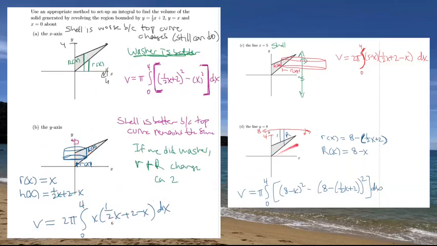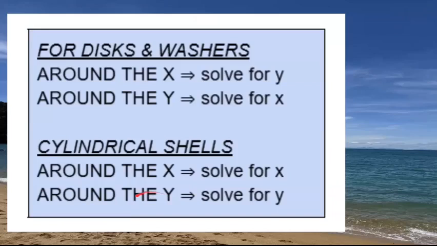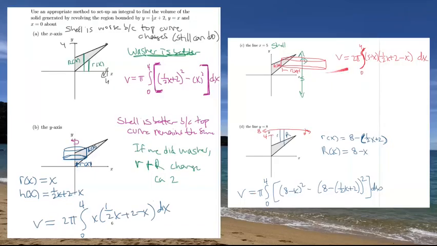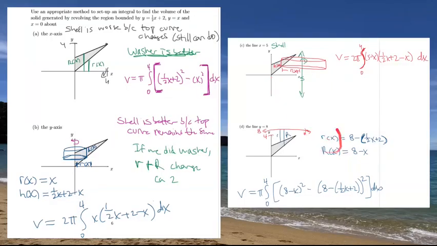Now it's saying what would you do if you were going around the x equals 5? Once again, since this is a vertical line, vertical lines solve for y. It already is solved for y. I don't have to do anything. And then y equals 8, that's a horizontal line. Horizontal lines solve for y for discs and washers, so we use discs and washers.